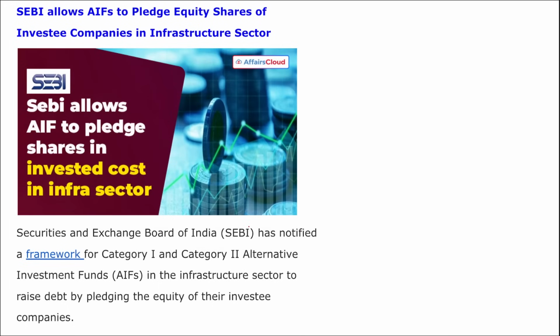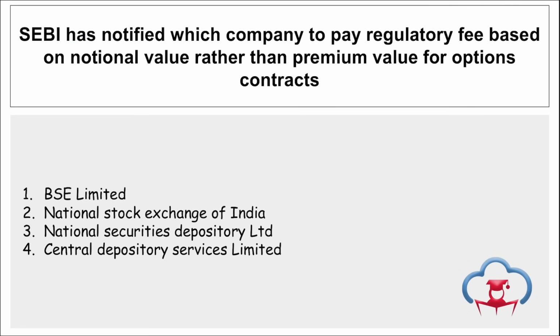Moving on, here you can see SEBI has notified a framework for Category 1 and Category 2 AIFs in the infrastructure sector to raise debt by pledging the equity of their investee companies. Next is SEBI. Take a note of this, important. SEBI has notified which organization to pay regulatory fee based on notional value rather than the premium value for option contracts? So SEBI has notified BSE.